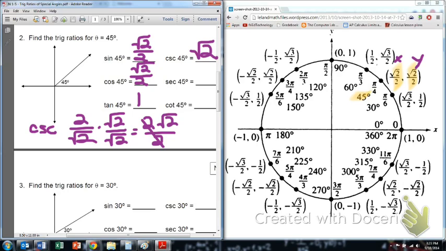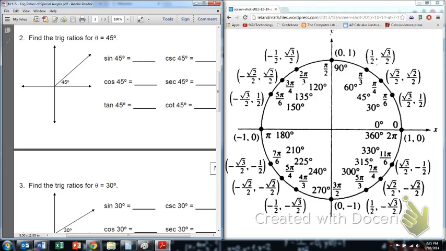The secant would be the same thing, because the secant, you flip the cosine. And the cosine was the same as the sine, so when we flip it, we're going to get the same thing. And then for cotangent, we divide x by y, and once again, because those are the same number, we're just going to get 1. Okay, so those are the values for all 6 trig ratios for a 45-degree angle. Okay, so now we are going to look at our 30-degree angle.